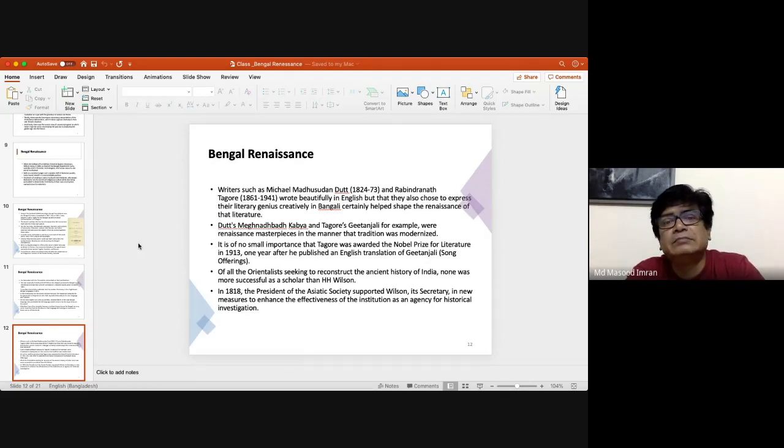Of all the Orientalists seeking to reconstruct the ancient history of India, none was more successful as a scholar than H.S. Wilson. So, what did Wilson do? In 1818, the president of the Asiatic Society supported Wilson, its secretary, in new measures to enhance the effectiveness of the institution as an agency for historical investigation. So Wilson was appointed especially for that historical investigation.